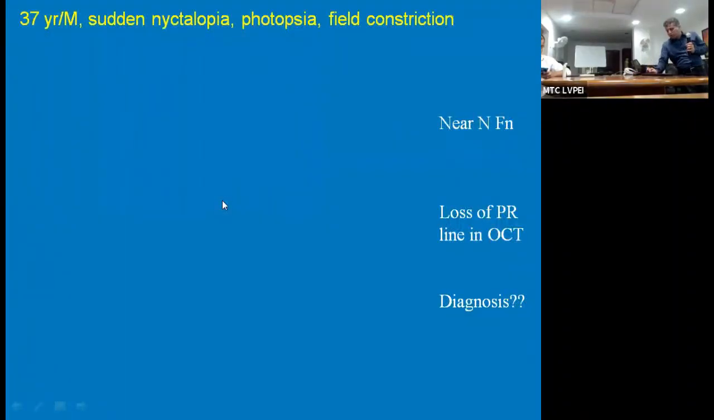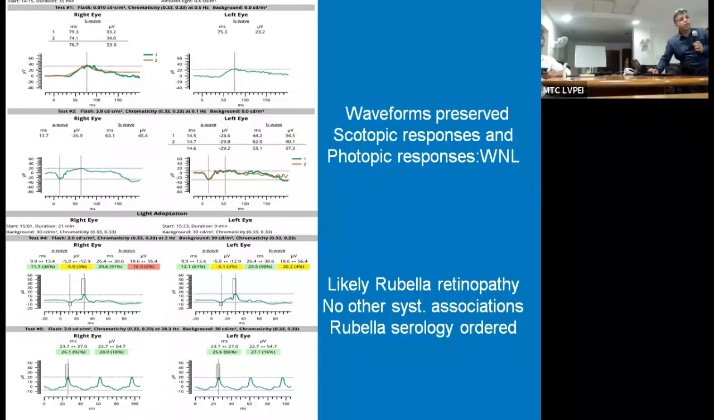We need to know that the test is done with a handheld device with skin electrodes, so the amplitude is not likely to be as high as when we do it with a Burian-Allen contact lens electrode. But the pattern is preserved, so it is not RP. Likely rubella retinopathy, the salt and pepper retinopathy, which usually doesn't affect ERG, and the prognosis is good.